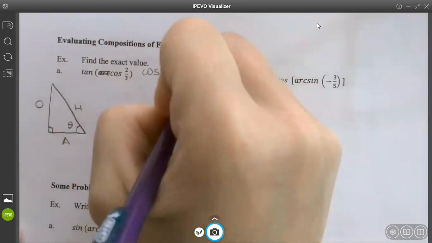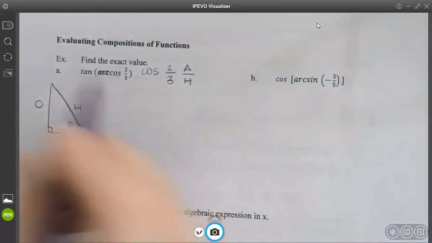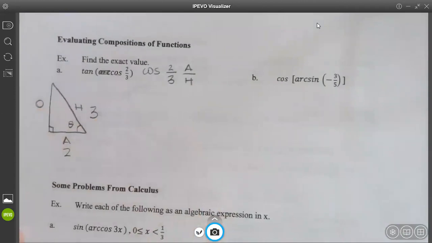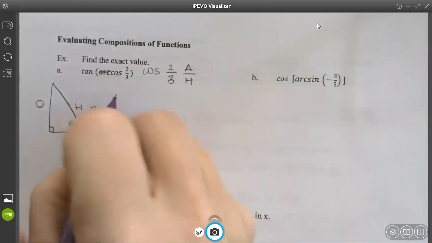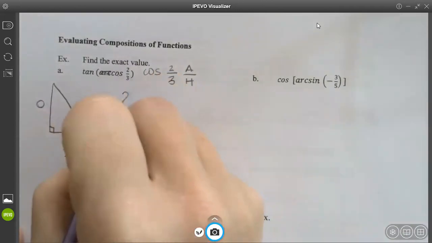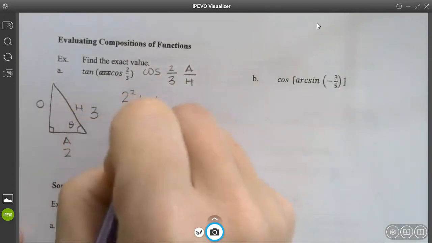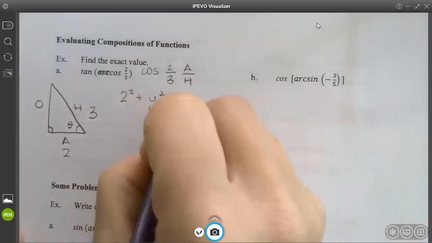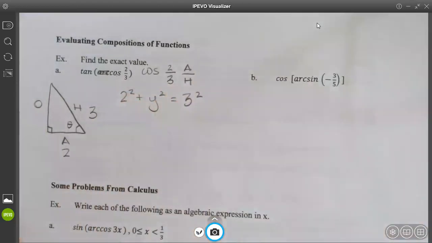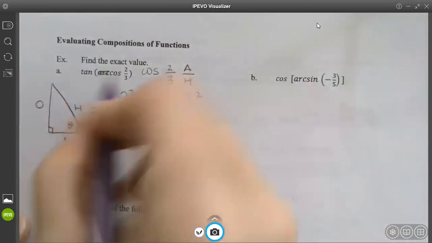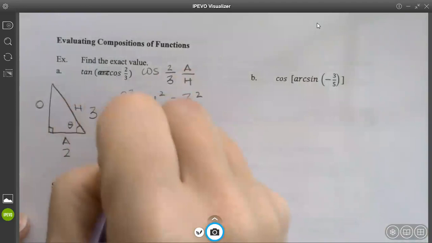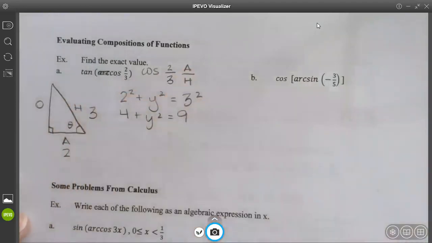A over H, right? So your A is 2. Your H is 3. How do I find my O? Pythagorean theorem. So what do I set up? A squared plus B squared equals C squared, or X squared plus Y squared equals 3 squared. I don't care what you put. Put whatever variable you want. So I get 4 plus Y squared equals 9. How do I solve?